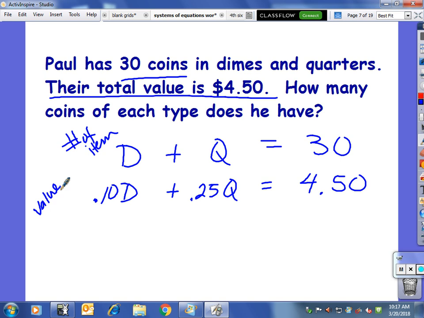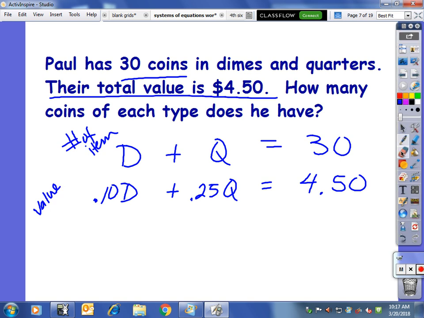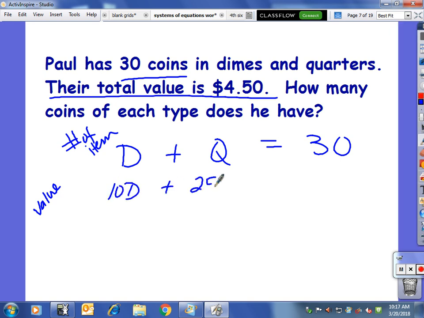Sure. I would definitely make these whole numbers. I would make this 10d plus 25q equals 450. And this one to me is set up nicely for the addition method. What could you multiply by? Negative 10. If you multiply the top equation by negative 10, the dimes will cancel right out.